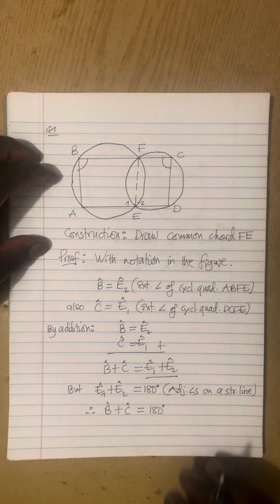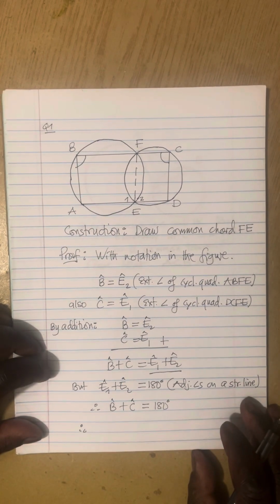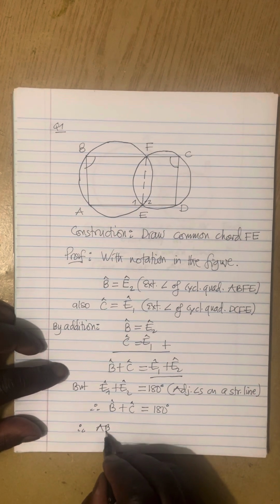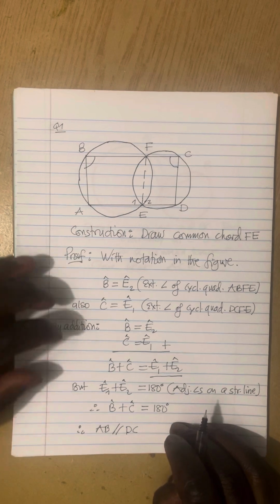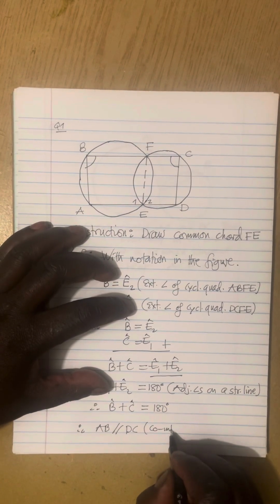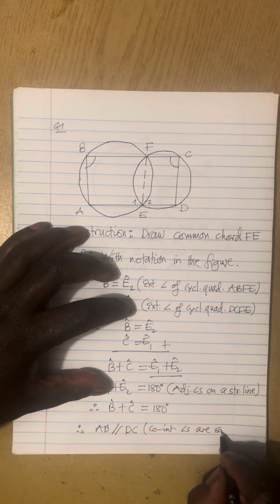So we're going to say here now, therefore, AB must then be parallel to DC. Why are these lines parallel? Because co-interior angles are supplementary.